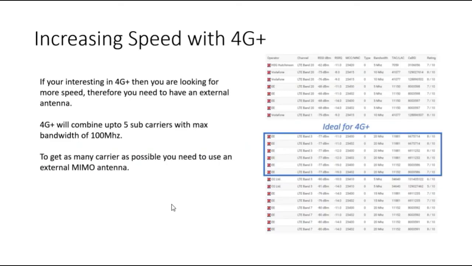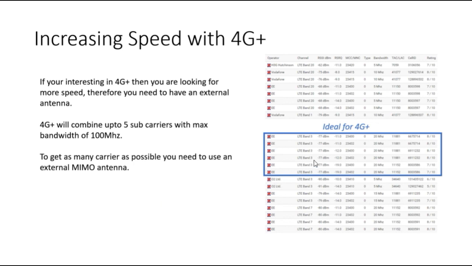So if you're interested in 4G plus, what you really are looking for is more speed. And to get that more speed, to get as many subcarriers as you can, you're going to want an external antenna. 4G plus can combine up to 5 subcarriers with a max bandwidth of 100 megahertz. To get as many carriers as possible into the net, you basically need an external MIMO antenna.